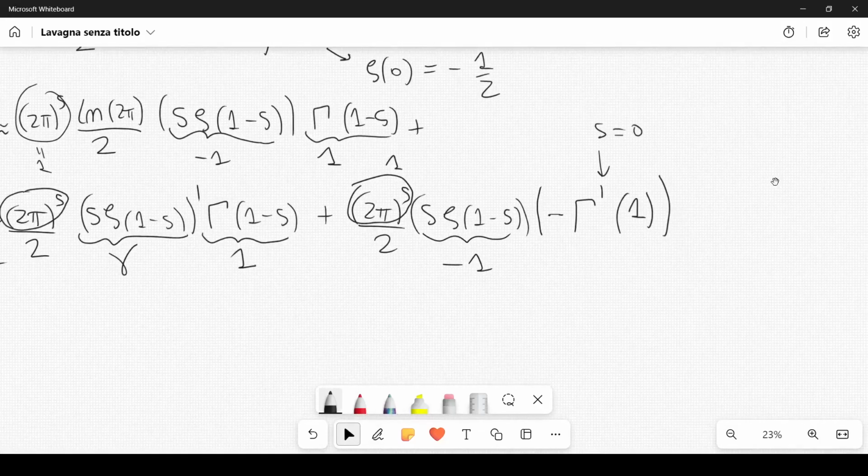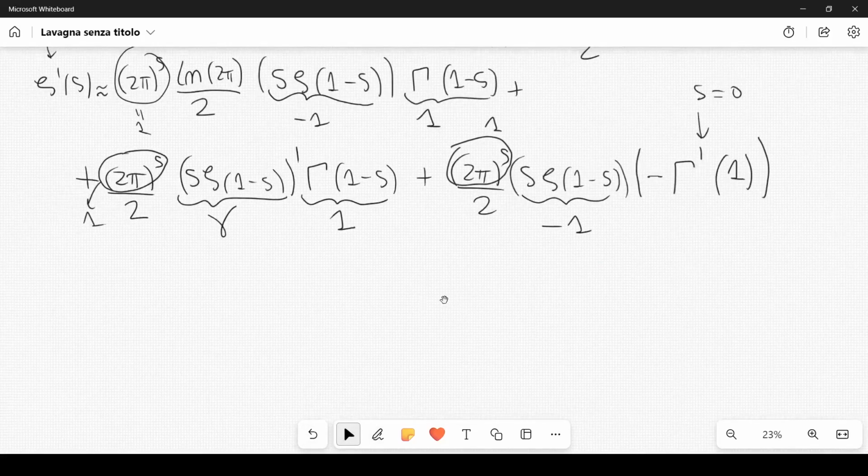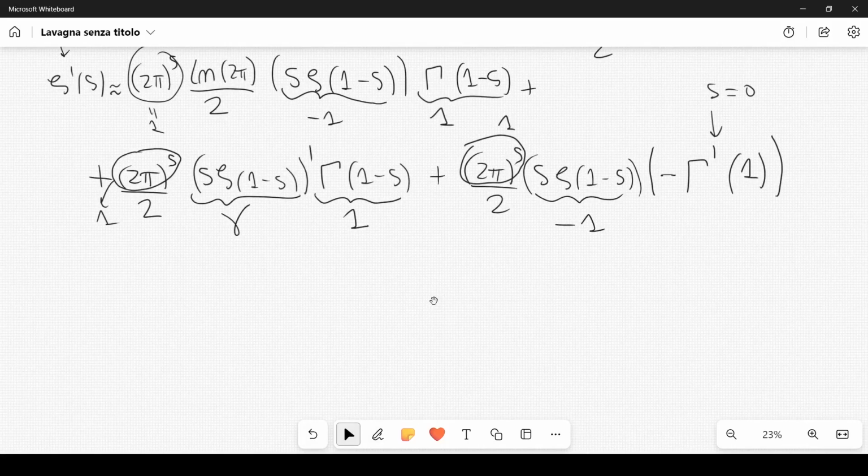And finally, we have to evaluate gamma prime of 1. Now, I will say more about the derivative of the gamma function at 1 in the next few videos, because I want to show you exactly why it is equal to an expression that I will write down here. In particular, let's start from gamma of 1 plus epsilon, where epsilon is small.